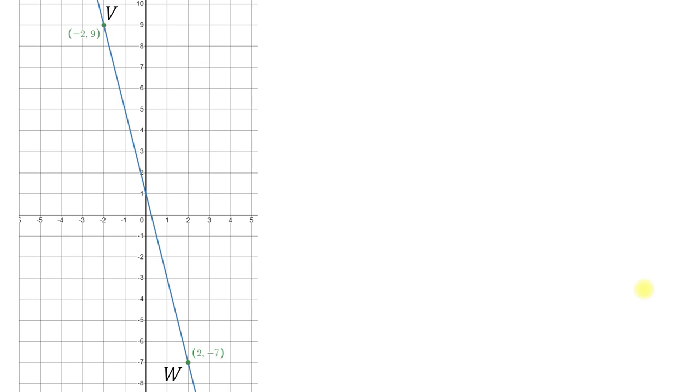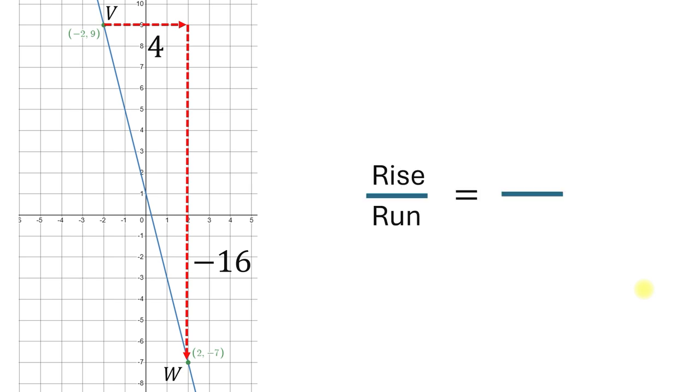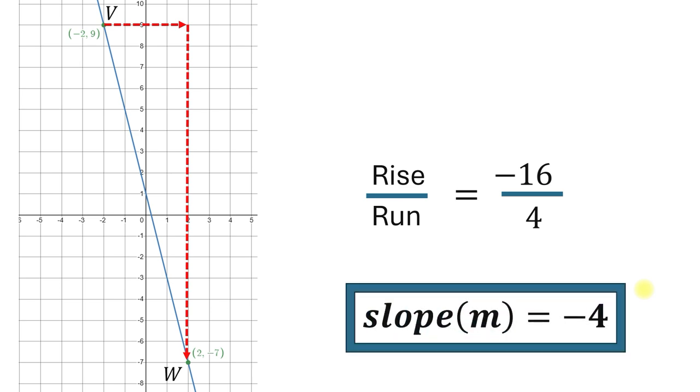Here we have two coordinates, V and W. Starting at V, our run will be 4 units, followed by a rise of -16 units, making our rise over our run -16 over 4, which gives us a slope of -4.